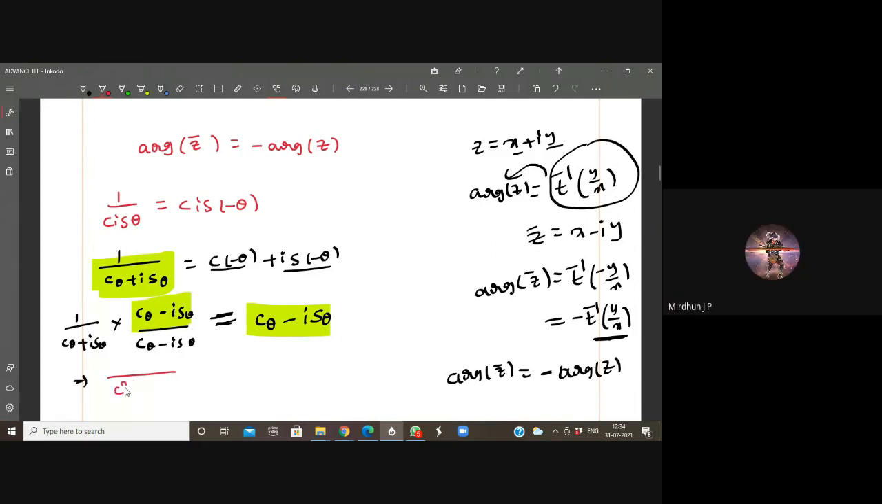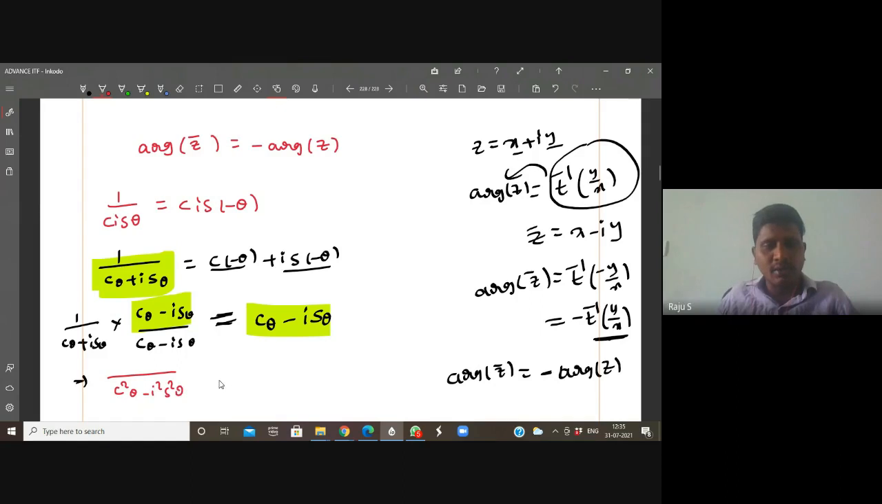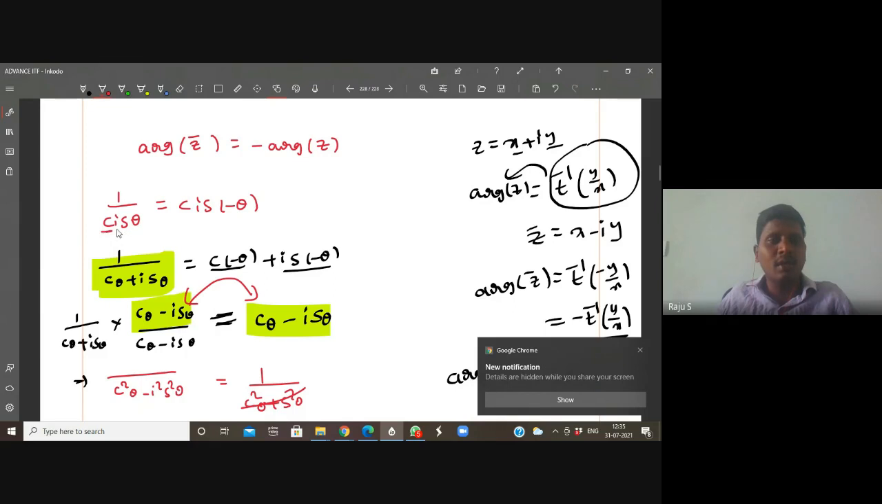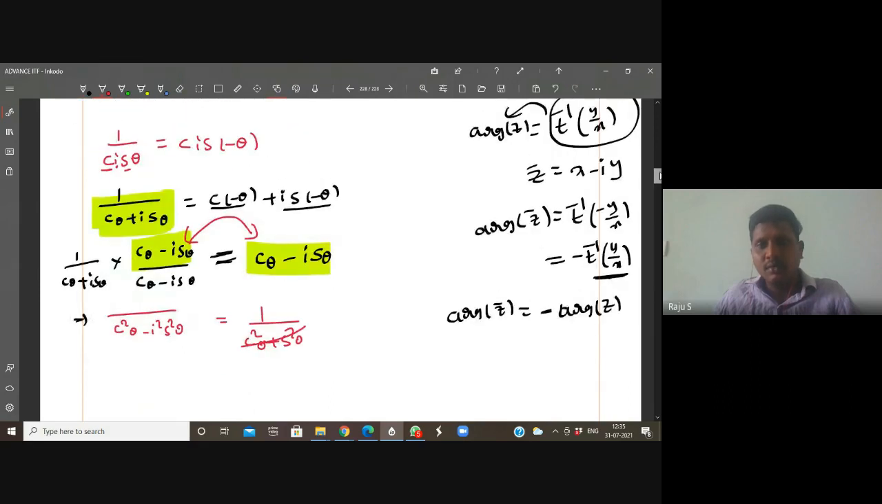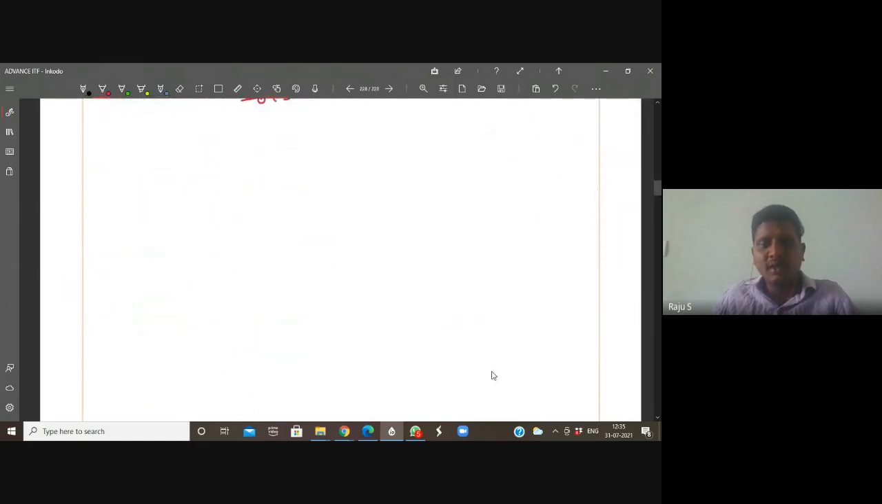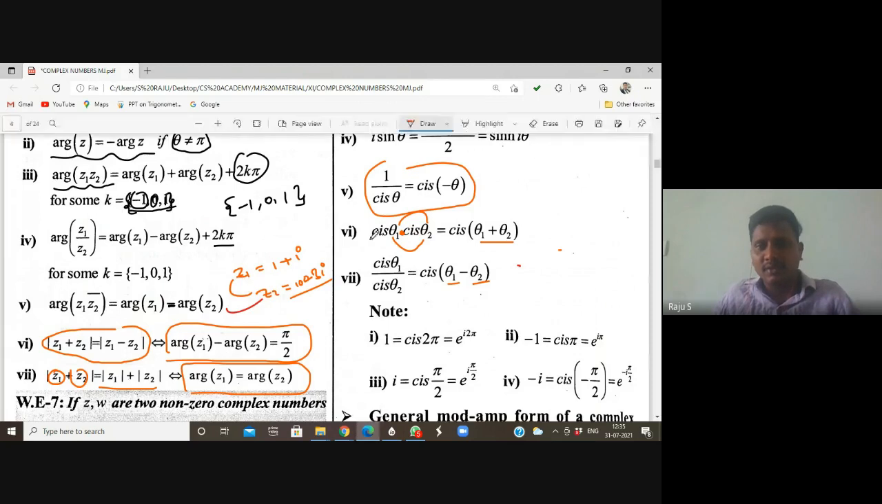Yes, sir. Root over cos square theta plus sin square theta. This we will get, since we know that iota square is -1. Got it? This is 1. So LHS equals RHS. So 1 by cis theta is equal to cis of minus theta. Cis is nothing but C means cos, I means iota, S means sin. Okay, students?